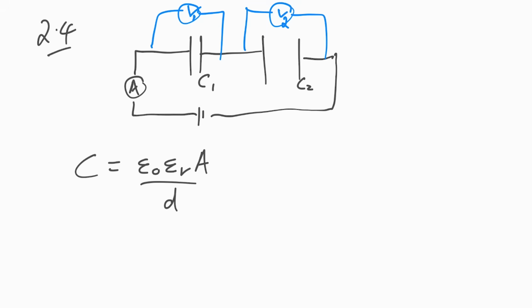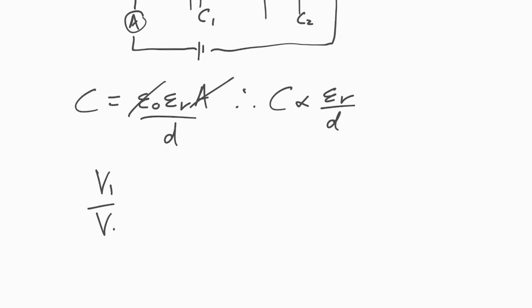So we can see what's different: plate separation and dielectric constant. So we can say that C is proportional to, surface area is the same, so that stays the same. So capacitance is proportional to epsilon R over D. And what are we looking for? We're looking for V1 over V2. Now, as per usual, when it comes to questions that ask you to find a ratio of two things that are the same, so no unit, we want to replace them with what they're proportional to. So we have here C is proportional to epsilon. I'm just going to call that epsilon; we don't need to call it epsilon R.